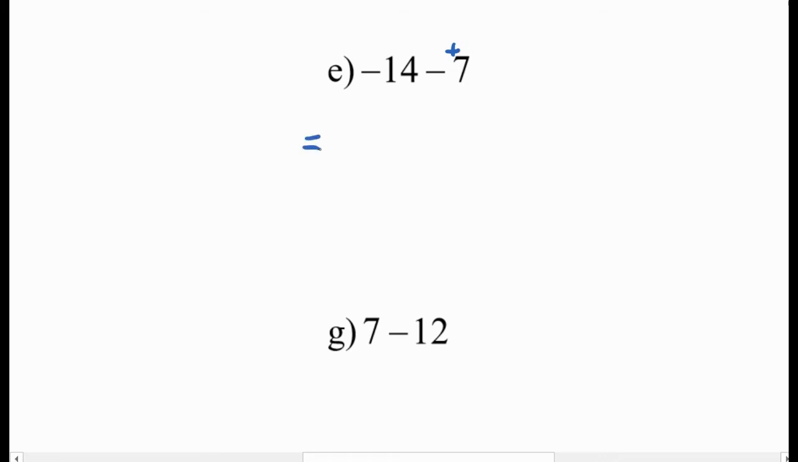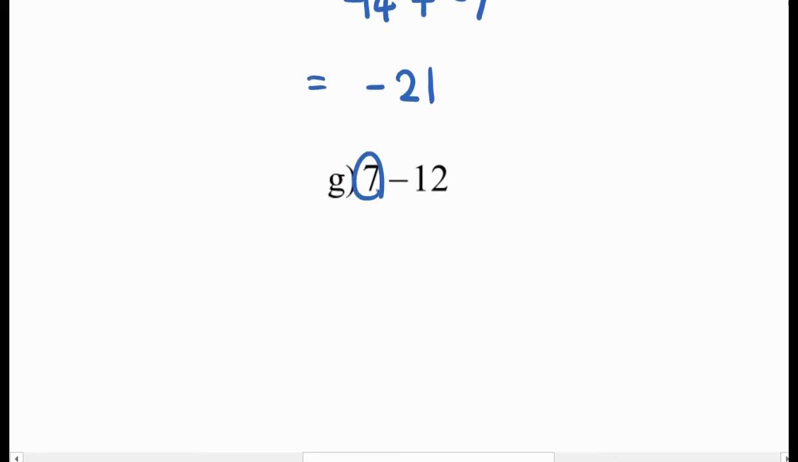Let's do keep, change. Keep the first number, change the middle, change the second number. So positive 7 becomes negative 7. Okay, negative 14 plus negative 7. So what is it, everyone? That is negative 21.